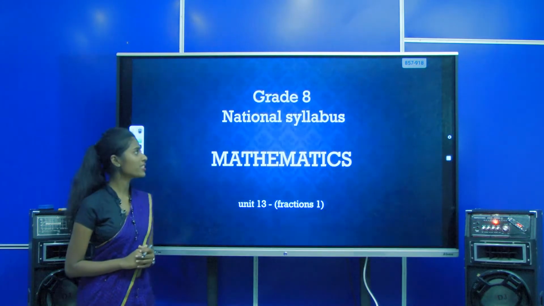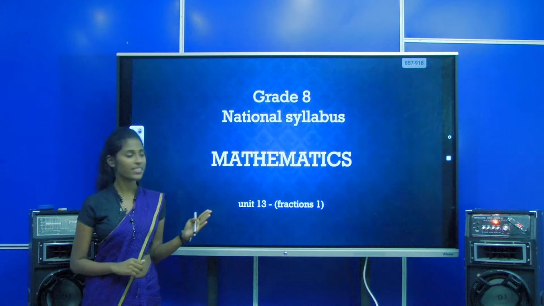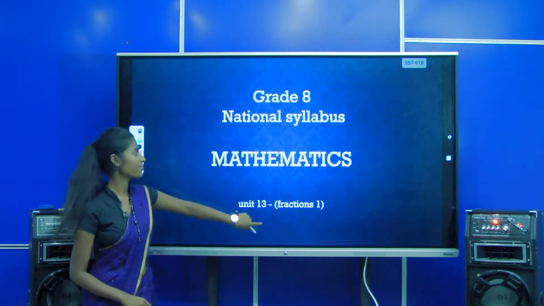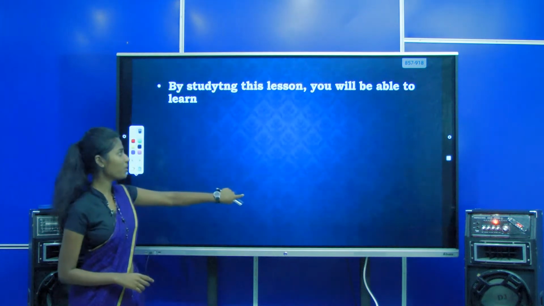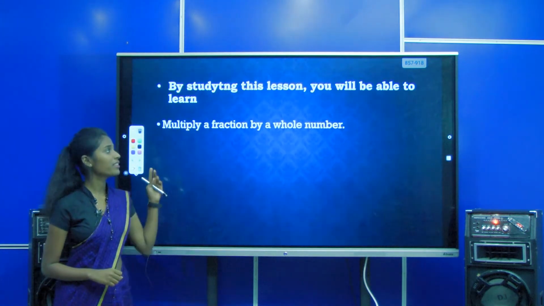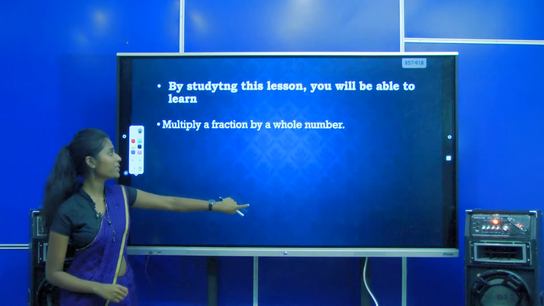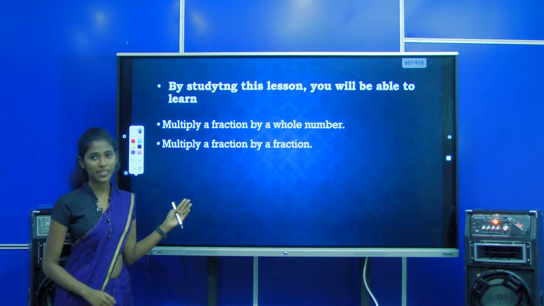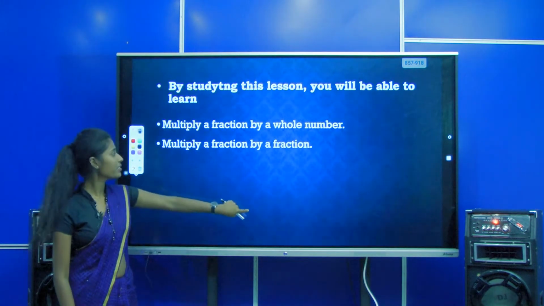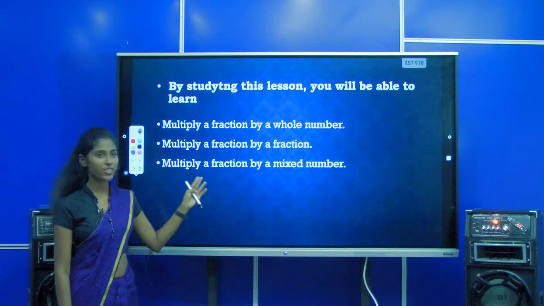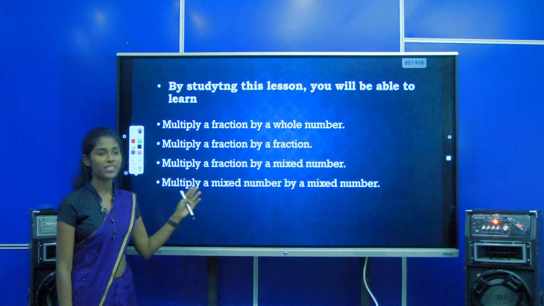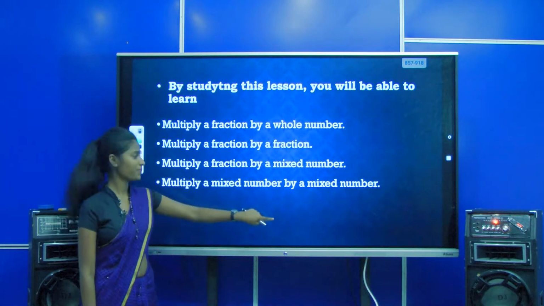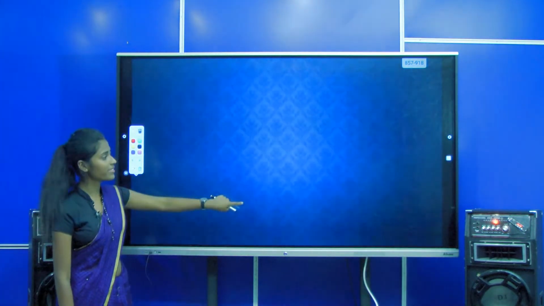Today we are going to learn about grade 8 maths lesson fractions. In this lesson you are going to learn how to multiply a fraction by a whole number, multiply a fraction by a fraction, multiply a fraction by a mixed number, and finally multiply a mixed number by a mixed number. Okay, let's move on to the lesson.